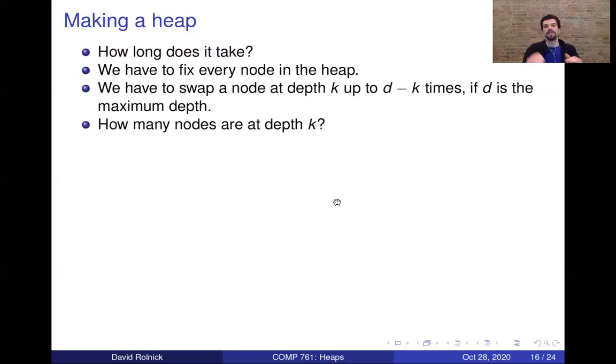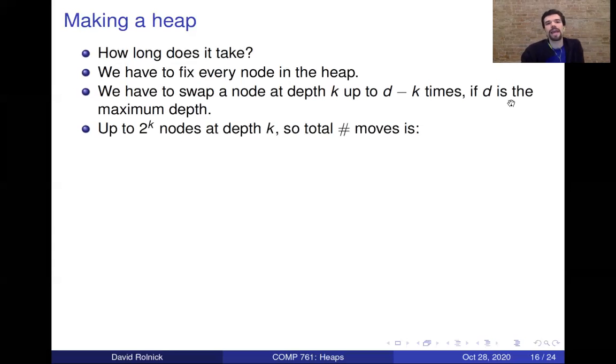How many nodes are there at depth k? It might not be completely 2 to the k, but yeah, up to 2 to the k at least. And you don't care about the last row anyway, because that's 0. But yeah, up to 2 to the k nodes at depth k. The total number of moves is less than or equal to d minus k, which is how many swaps it takes to correct a node at depth k, times the number of times you have to do that at depth k. That's 2 to the k. d minus k times 2 to the k.